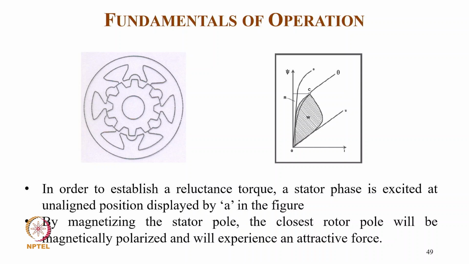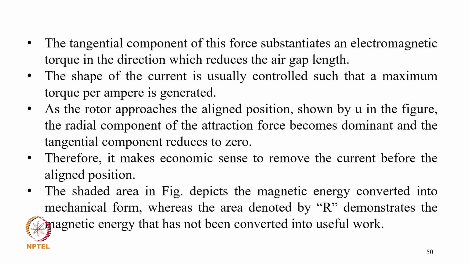And typically, in order to establish a reluctance torque, a stator phase is excited at the unaligned position displayed by A in the figure, and by magnetizing the stator pole, the closest rotor pole will be magnetically polarized and will experience an attractive force. So the tangential component of this force generates an electromagnetic torque in the direction which reduces the air gap length, and the shape of current is usually controlled such that a maximum torque per ampere is generated.